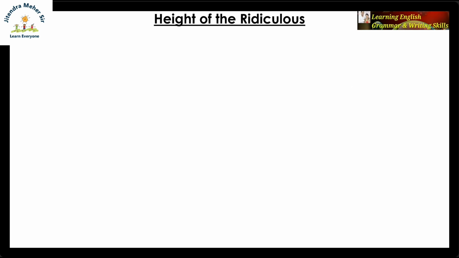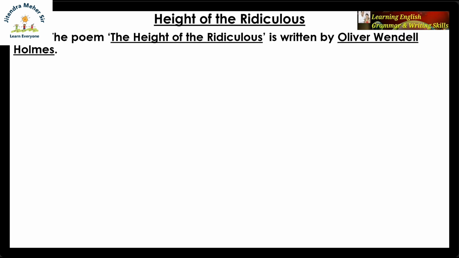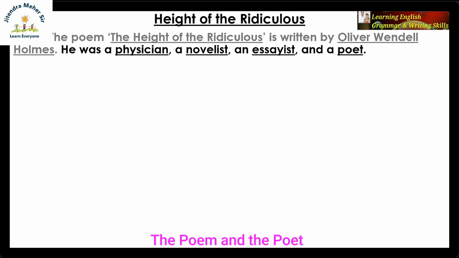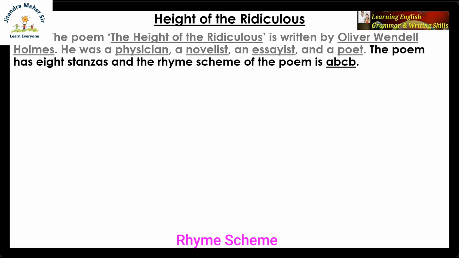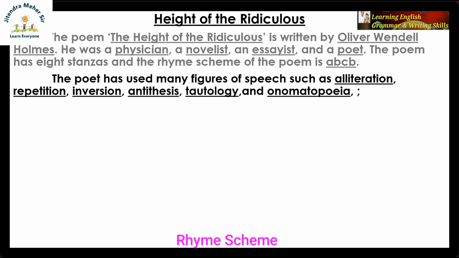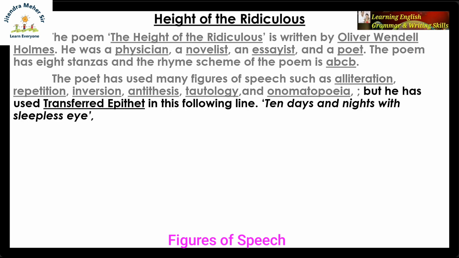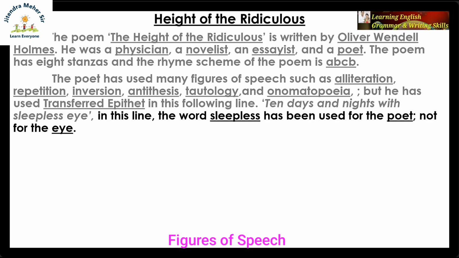Now it is the last poem, The Height of the Ridiculous. The poem The Height of the Ridiculous is written by Oliver Wendell Holmes. He was a physician, a novelist, an essayist and a poet. The poem has 8 stanzas and the rhyme scheme of the poem is ABCB. The poet has used many figures of speech such as alliteration, repetition, inversion, antithesis, tautology and onomatopoeia. But he has used transferred epithet in this following line: "Ten days and nights with sleepless eye." In this line we can see the word sleepless has been used for the poet, not for his eyes.